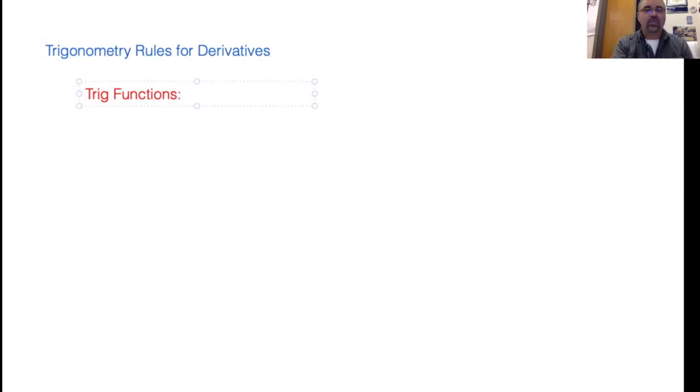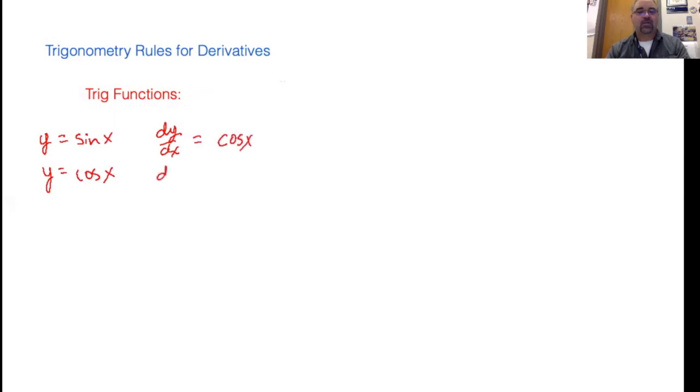Trig functions. Let's start with the basics, right? I'm going to use some Leibniz notation for trig functions. So let's say y is equal to sine of x. Y is equal to cosine of x, right? So what do we know? We know dy dx for sine is cosine. And dy dx for cosine is negative sine of x.